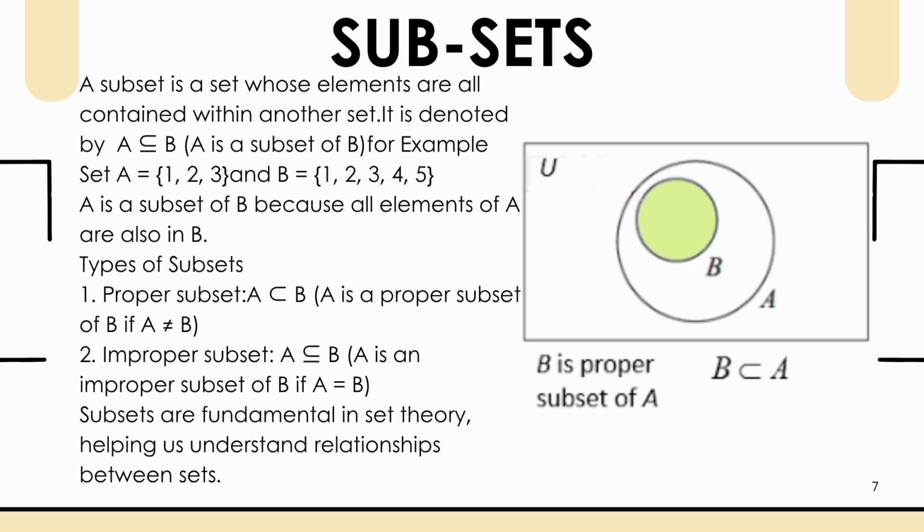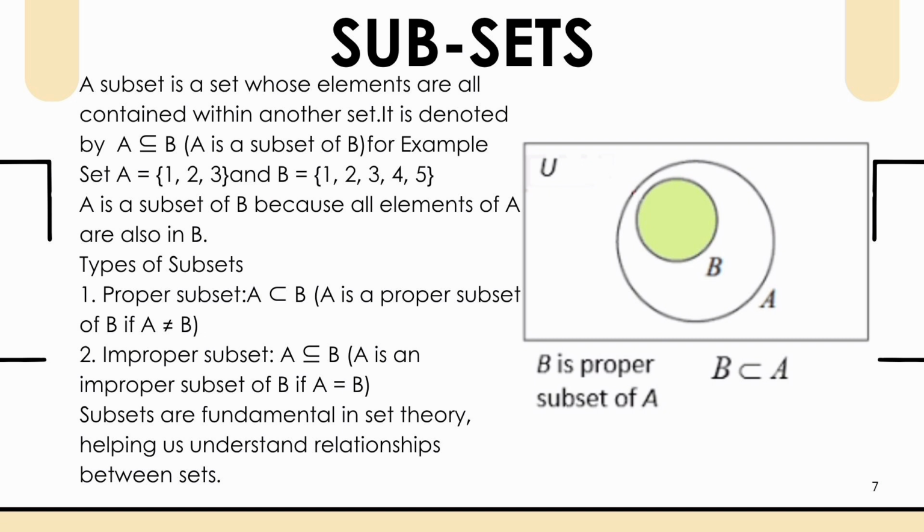Now we will study the Venn diagram of two subsets. For this we will recall the concept of subset. A set A is said to be a subset of B if every element of A is in B, but at least one element of A is not in B. There are two types of subset, proper subset and improper subset. You can see their representation clearly in the slide.